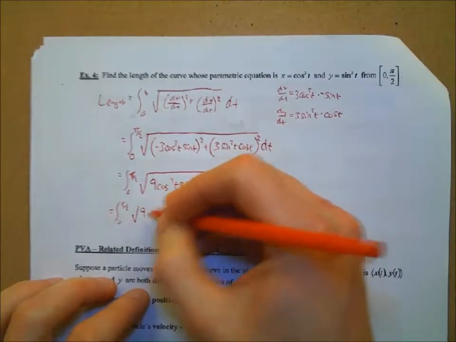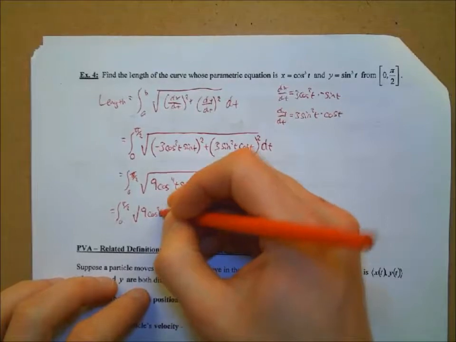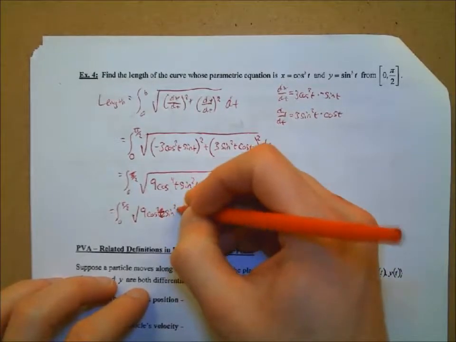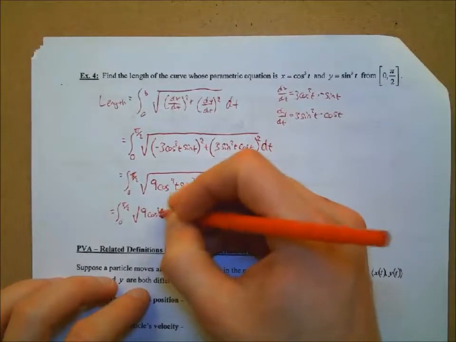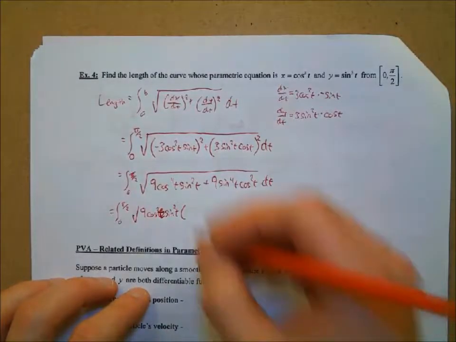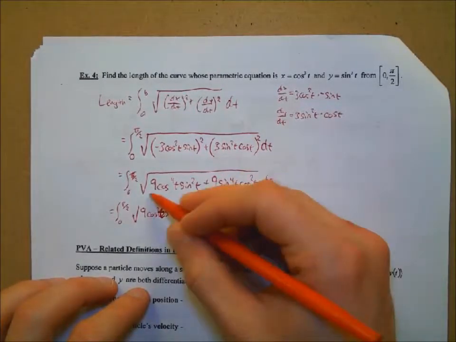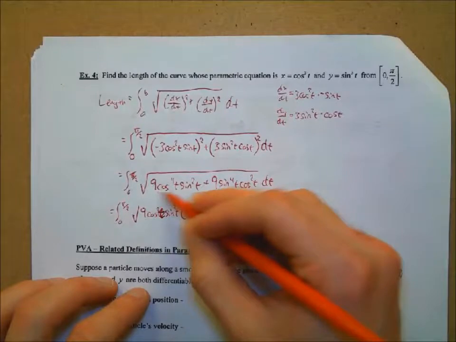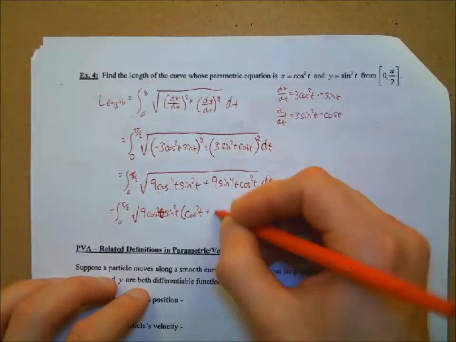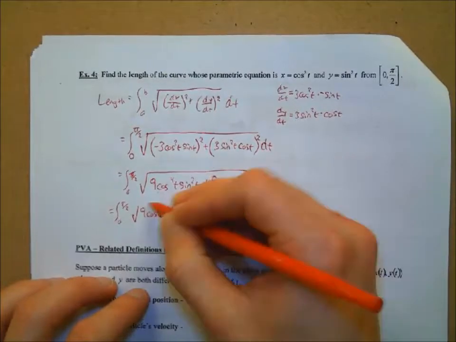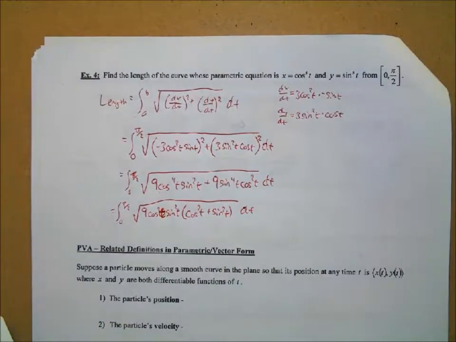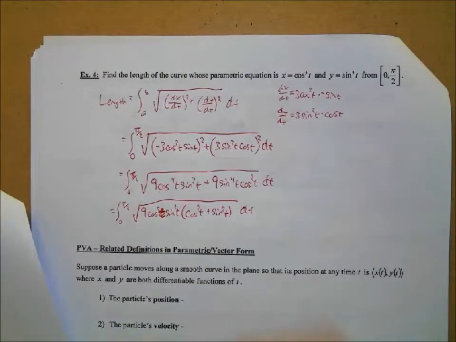So 9 cosine squared t sine squared t. Why am I doing thetas now? Okay. And then what will be left over from that factoring? Well, from this, what will be left over? Cosine squared. And what will be left over from here? Sine squared. Oh my gosh. What's cosine squared plus sine squared? 1. Whoa.